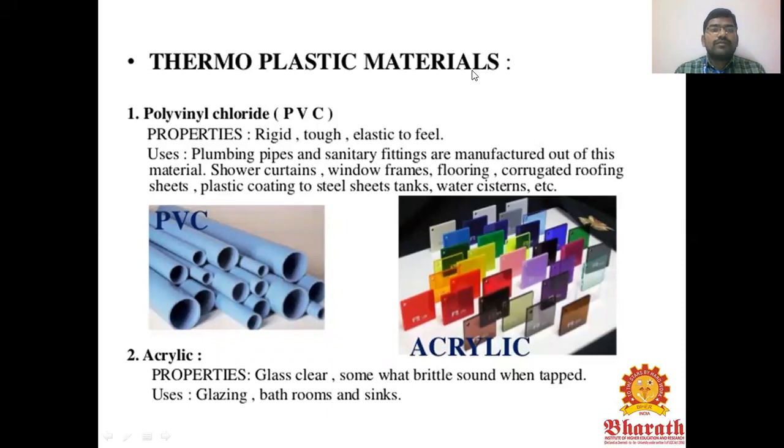Here we are using the thermoplastic PVC, polyvinyl chloride. Its properties are rigid, tough, and elastic. The uses are plumbing, pipes, and sanitary fittings manufactured out of this material, as well as shower curtains, window frames, flooring, roofing sheets, plastic coating to steel sheets, tanks and water systems also. There are so many applications for polyvinyl chloride.